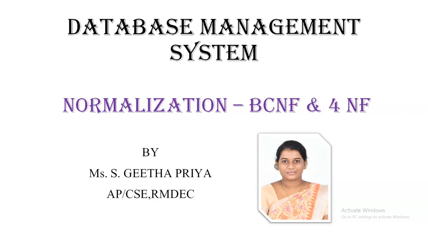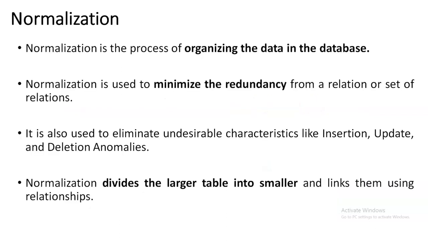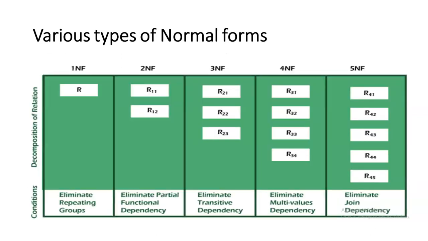Engineering College. In this lecture, we will be seeing about the concept of normalization, that is BCNF and 4NF. To know elaborately about what is normalization and what is 1NF, 2NF and 3NF, kindly refer to the previous video lecture of normalization. In this lecture, we will be seeing about BCNF and 4NF.